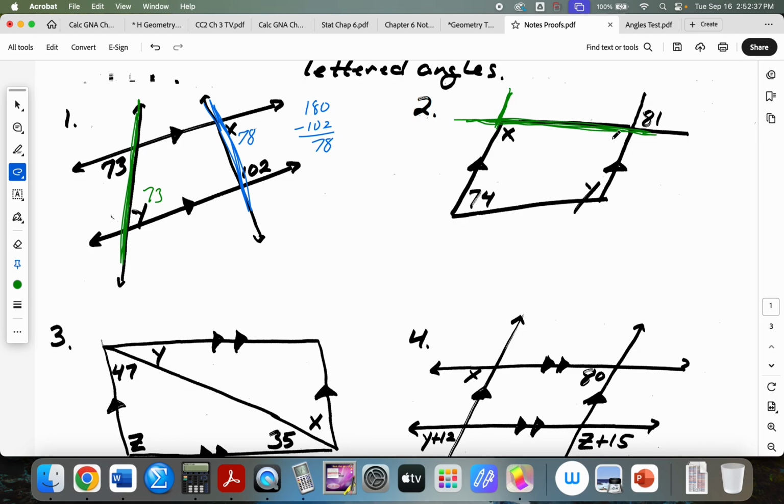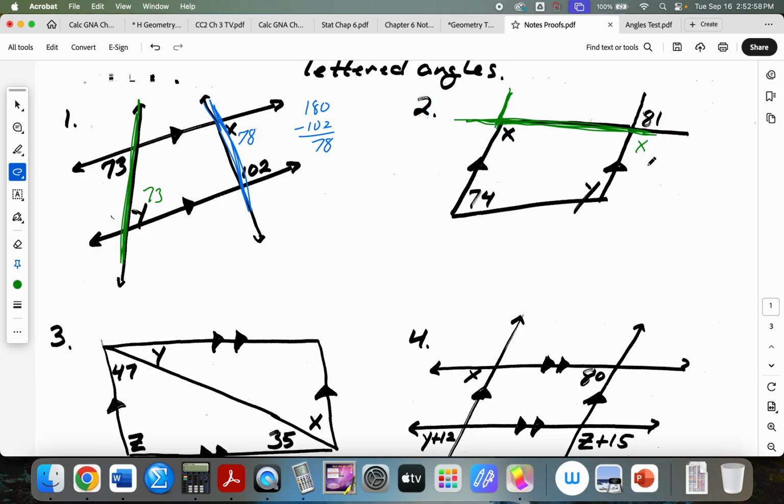x corresponds to which angle over here? The one over there. The one where? Below the 81. That's exactly right. And what kind of angles are the 81 and the x?